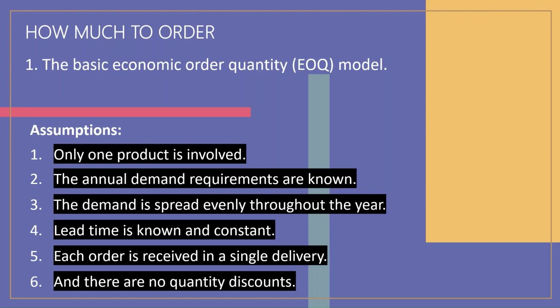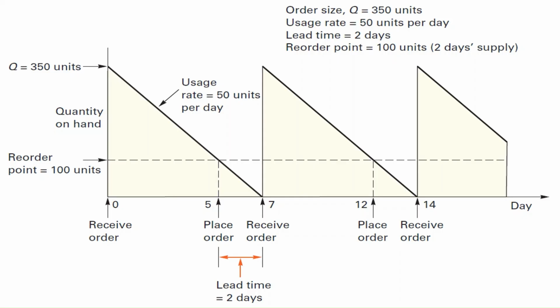This figure illustrates several inventory cycles. A cycle begins with the receipt of an order of Q units, which are withdrawn at a constant rate over time. When the quantity on hand is just sufficient to satisfy demand during lead time, an order for Q units is submitted to the supplier. Because it is assumed that both the usage rate and the lead time do not vary, the order will be received at the precise instant that the inventory on hand falls to zero. Thus, orders are timed to avoid both excess stock and stockouts.